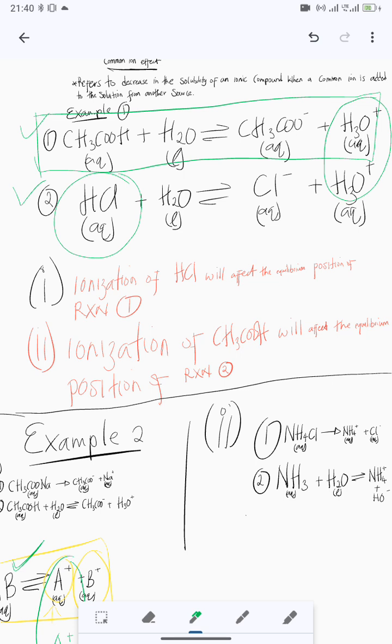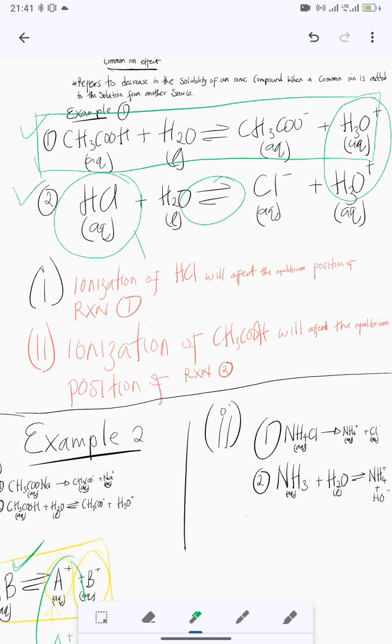So what happens in this solution if you add HCl as the source, which comes with another ion, the H3O plus ion, right? What happens at equilibrium here? Where will the equilibrium shift? Okay, let's talk about something here.